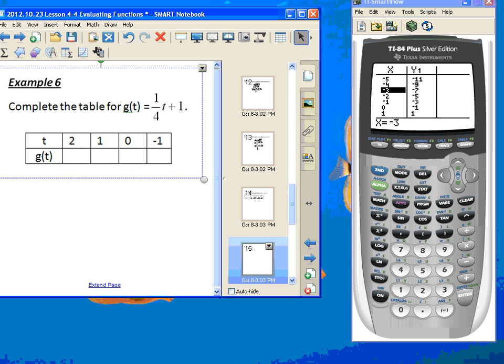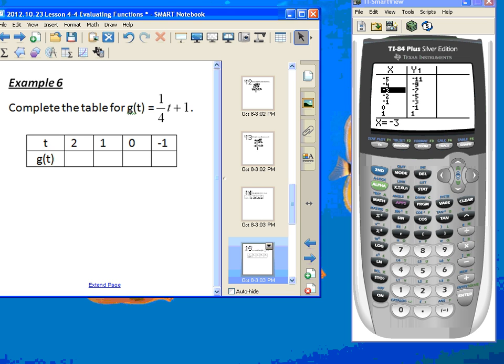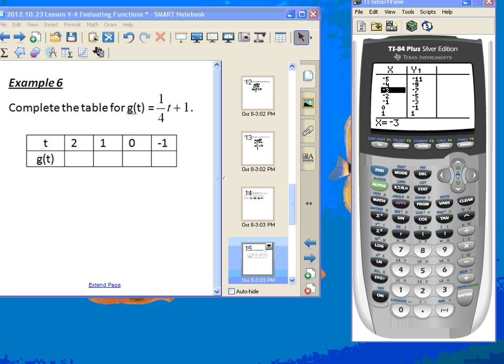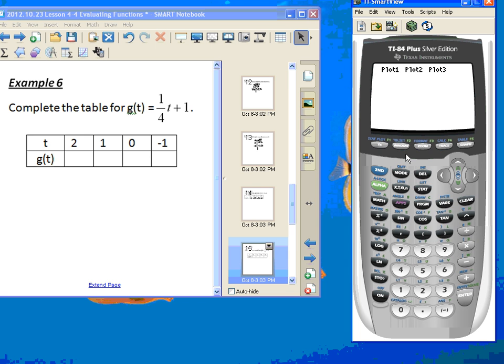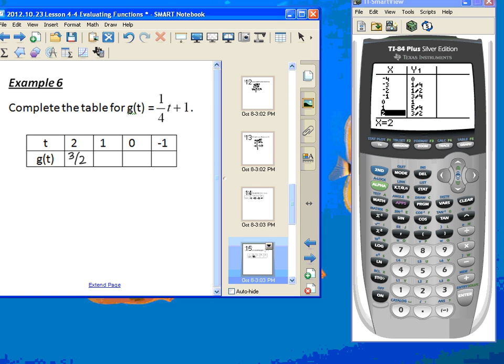See if you can get the values on example 6. All right, so for this one, you should go to your y equals and put in 1/4 t plus 1. So to get the 1/4, we do green, y equals, choose the first option that pops up, and 1/4 x plus 1. And then second graph takes us to the table. So when x is 2, we have 3/2, which if you wrote 1.5, that's okay. Same thing.